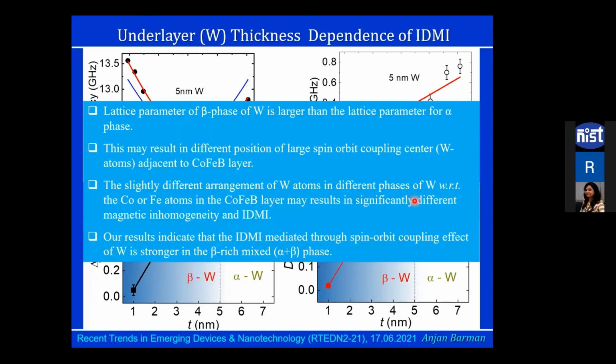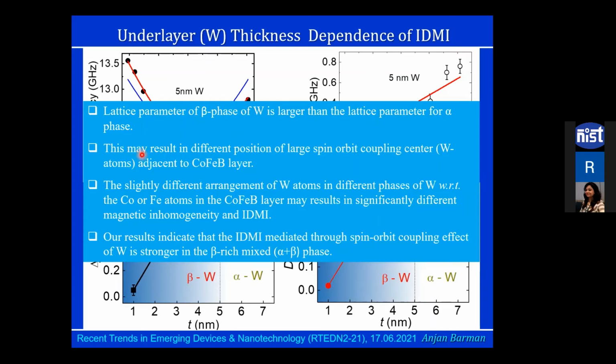So what is happening here is the lattice parameter of the beta phase of tungsten is larger than the lattice parameter of the alpha phase. And that can cause a difference in the position of the large spin orbit coupling center, because the spin orbit coupling center is the tungsten atom. That is the non-magnetic metal.